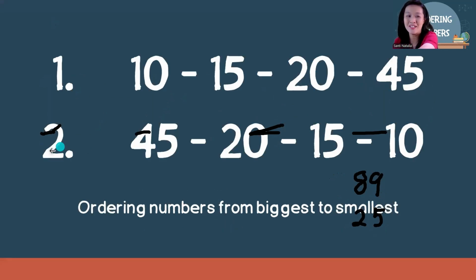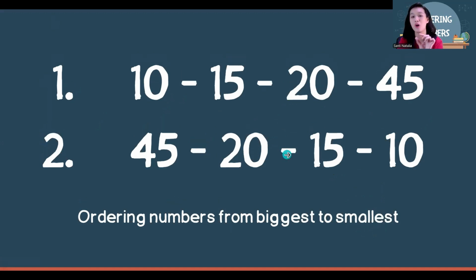Next question, children. Ordering numbers from biggest to smallest. From biggest, it means you start from the biggest number. Let's check number 1. 10, 15, 20, 45. Is number 10 bigger than 15, 20, and 45? No, number 10 is the smallest. So, number 1 is wrong.